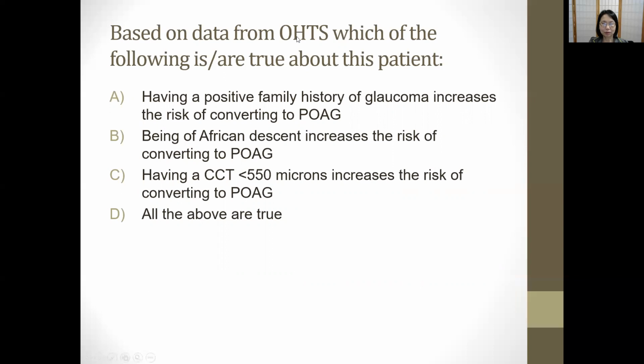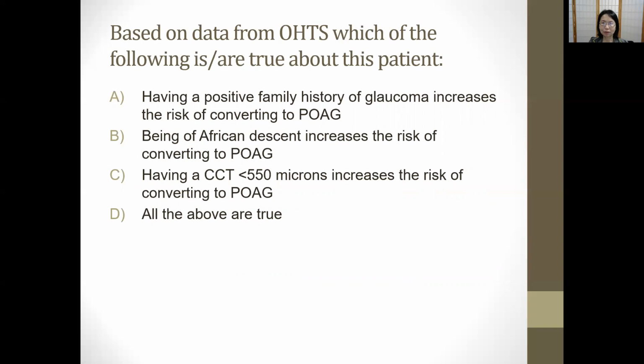Please remember that the question is asking you based on this particular study. And I think that's really important. So choice A, having a positive family history of glaucoma increases the risk of converting to POAG. Choice B, being of African descent increases the risk of converting to POAG. Choice C, having a CCT less than 550 microns increases the risk of converting to POAG. And choice D, all of the above are true.